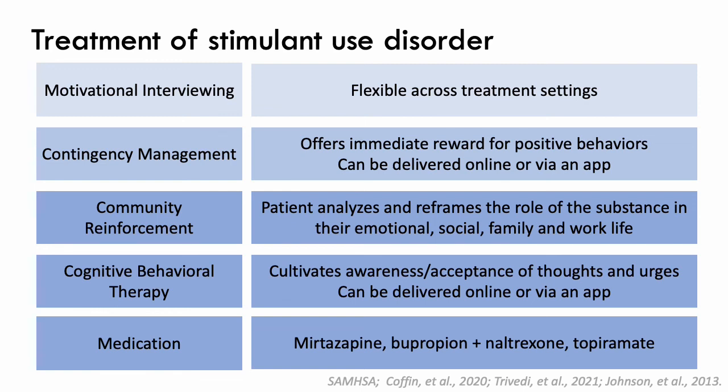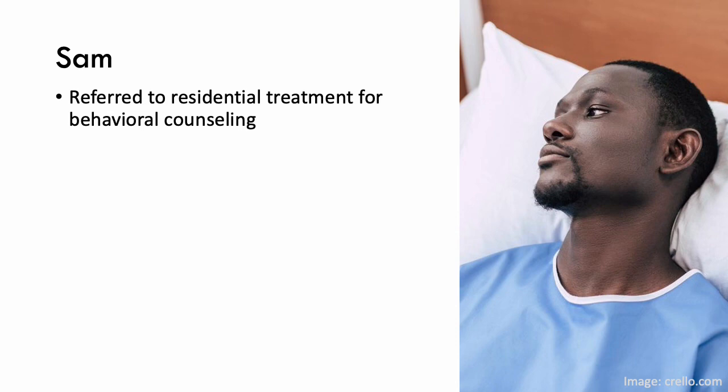Several studies have shown topiramate to be superior to placebo over at least 12 weeks of treatment. In one randomized double-blind placebo-controlled study, patients randomized to topiramate were over 3 times more likely to have cocaine-negative urine drug screens over 12 weeks. So back to Sam. He was referred to residential treatment for behavioral counseling, but was unable to stay more than a few days due to a family emergency. However, he reported that his heart condition was a major motivator for stopping methamphetamine, and 3 months later he reported he had been completely abstinent and was found to have some recovery of his ejection fraction.